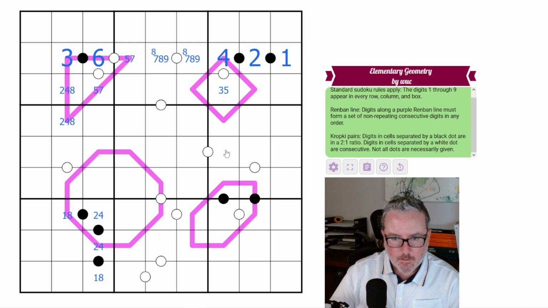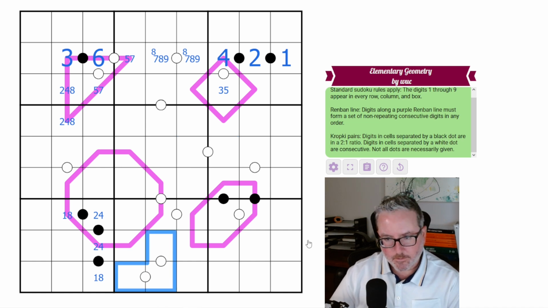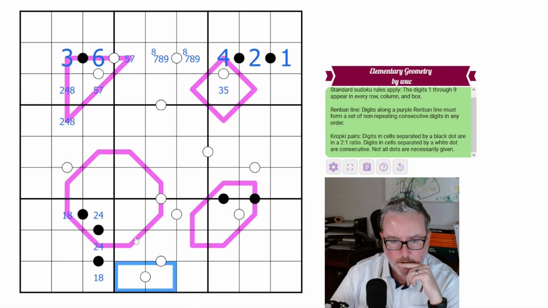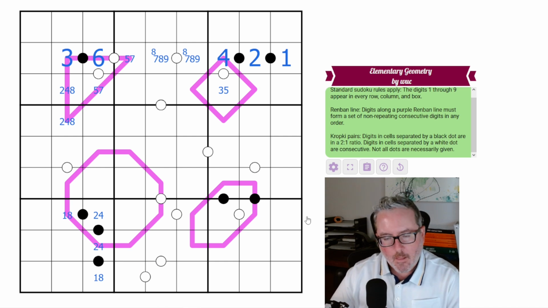I don't think any of these other white Kropkis are really giving us anything, and this one is sort of interesting, but we don't have enough information in this region yet to really play with it, because we know this is 3 digits in a row, because they're all connected. So, where's the next place to look? Because I don't think we can do much with this Kropki, or this Renban, excuse me.